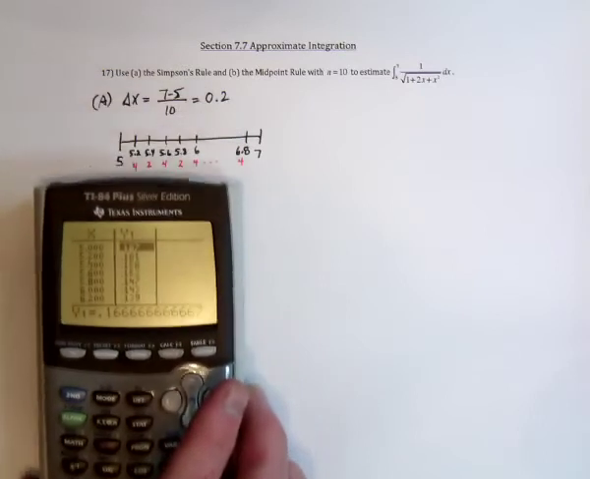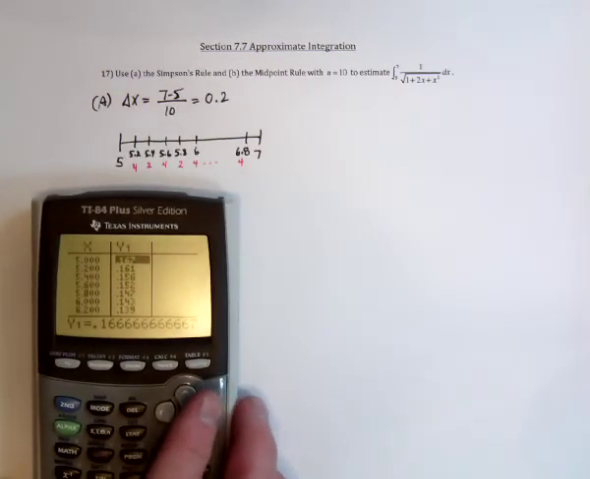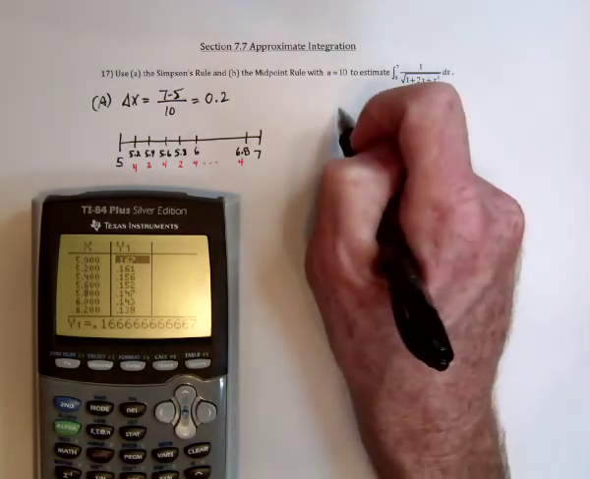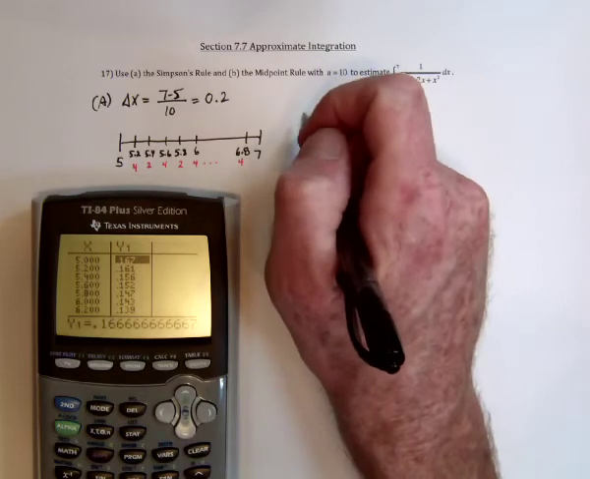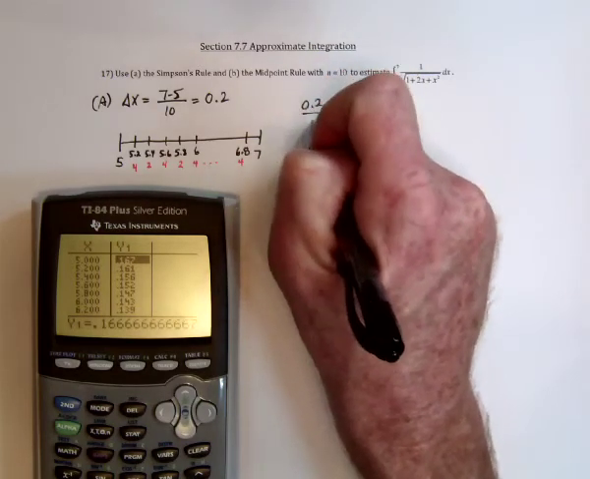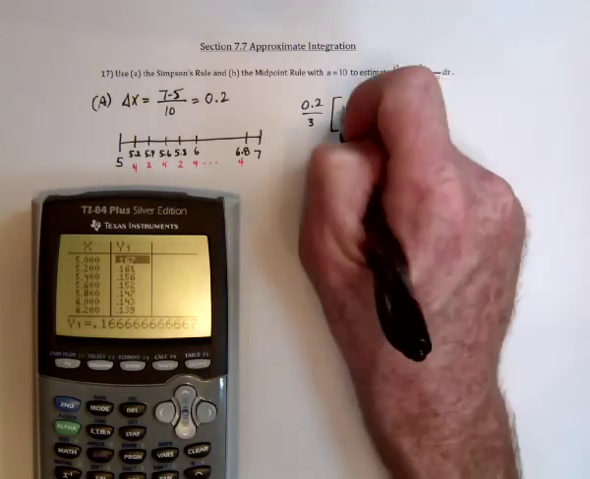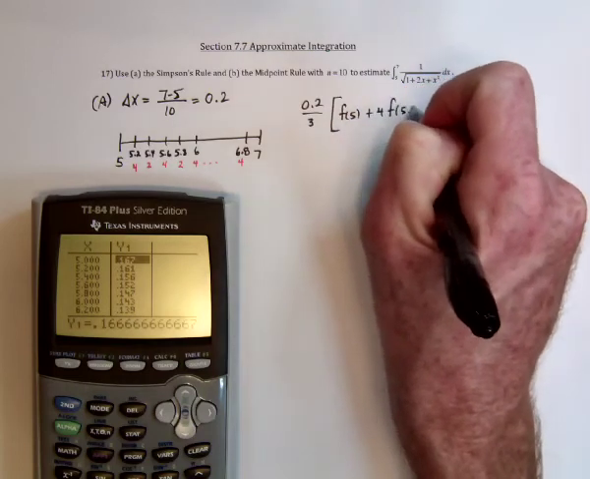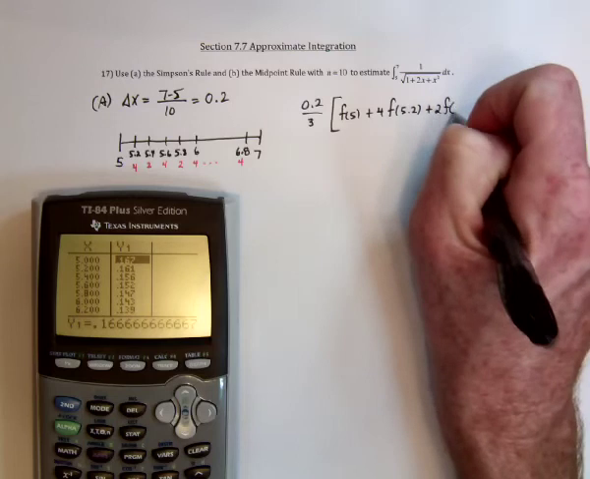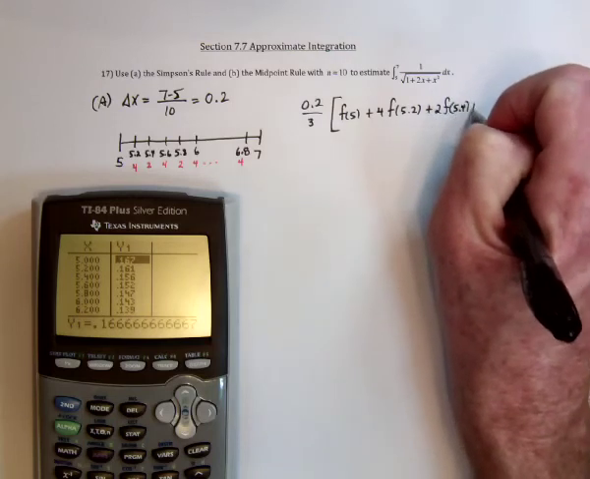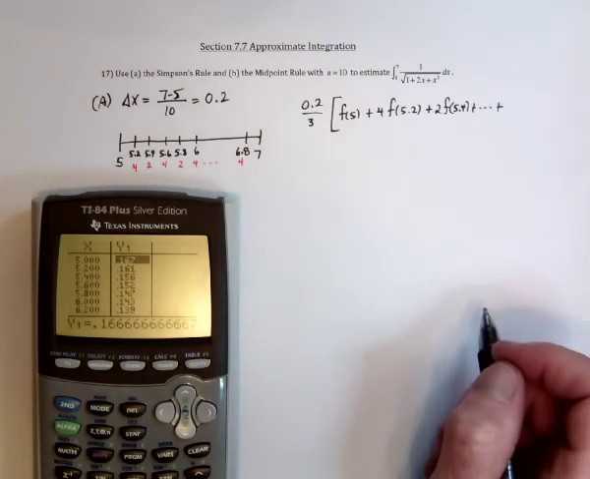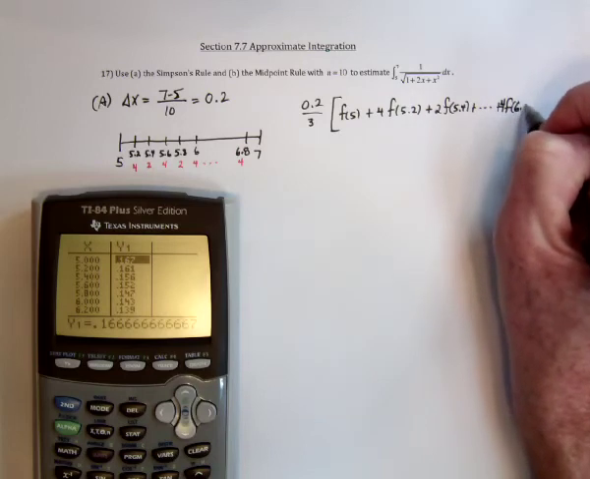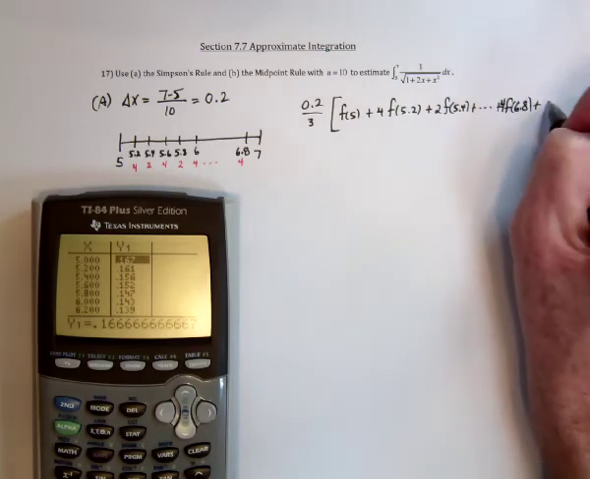So the first one, when you substitute in a 5, you do not multiply by 4. Okay, so the formula is delta x divided by 3, and then it's going to be f of 5 plus 4 times f of 5.2 plus 2 times f of 5.4, etc., until you get to 6.8. So f of 6.8 gets multiplied by 4, and then f of 7.